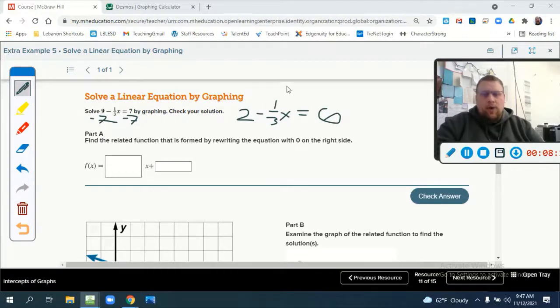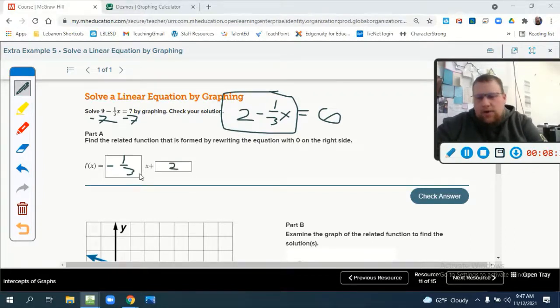Now, I'm going to rearrange this part right here. I'm going to rearrange the 2 minus 1/3 x. I would rather it be negative 1/3 x plus, and we see that's a positive 2, so I'm going to put plus 2. See, I'm always going to write it with my x first, or my highest order of x, and we'll get into that when we talk about nonlinear. But so this is now f of x equals negative 1/3 x plus 2. All I did was get 0 on the right side.